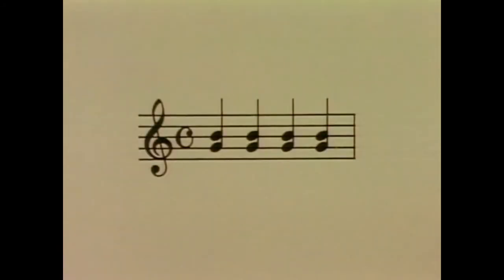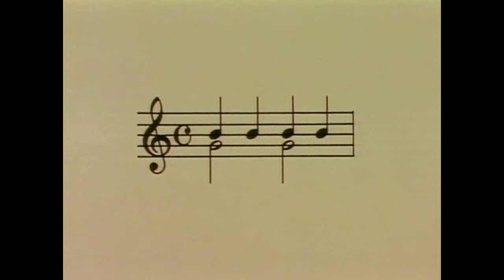Now, when chords are played in succession with the same time value, reading is obviously very simple. Here we just count 1, 2, 3, 4 in the usual way, playing a chord on each beat. Let's do it together. 1, 2, 3, 4. All right, but what if the notes have different time values like this?